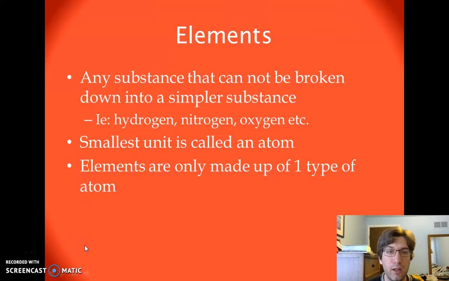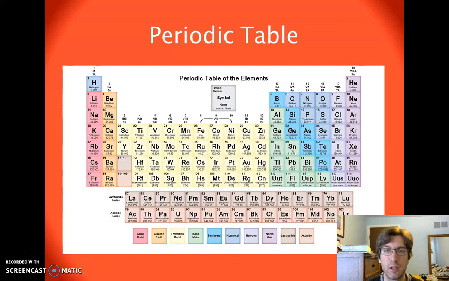So elements, your examples are hydrogen, nitrogen, oxygen, again, anything on that table, are going to be made up of atoms. Elements are only made up of one type of atom. So if I have the element carbon, then that's just a whole bunch of carbon atoms. There is no other atom in there such as nitrogen. Again, here is your periodic table. You should be familiar with at least some of them, but we'll look at this a little bit more next year.